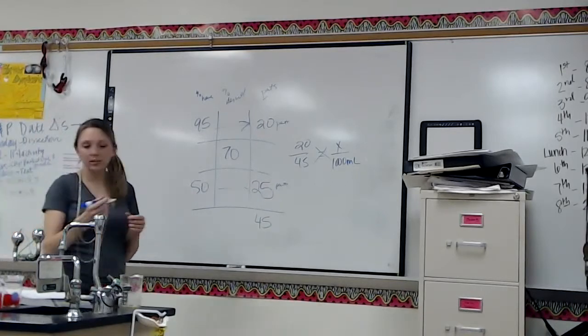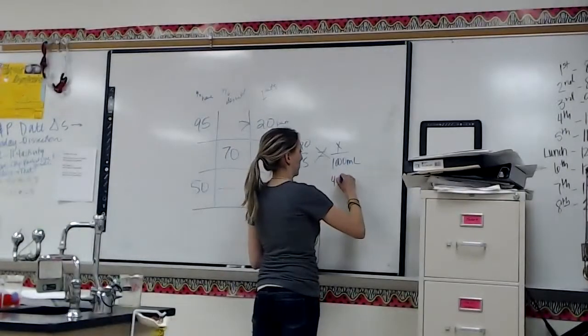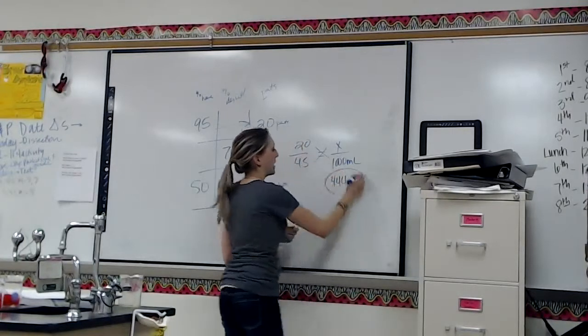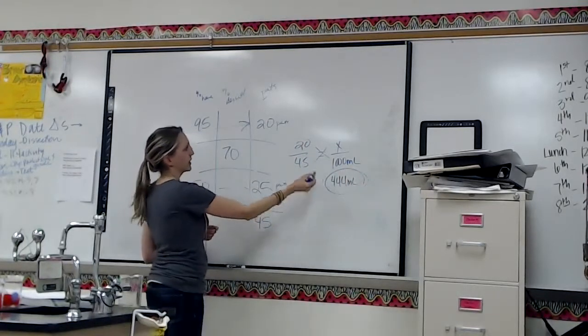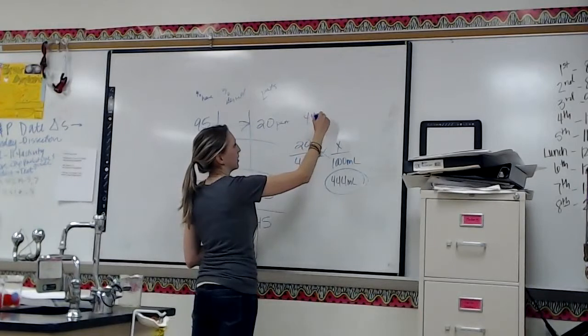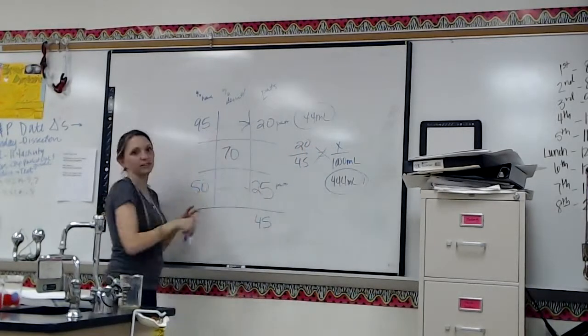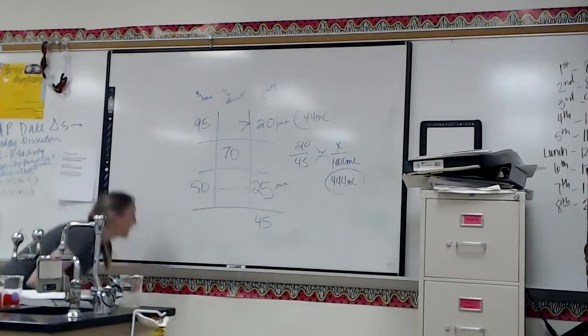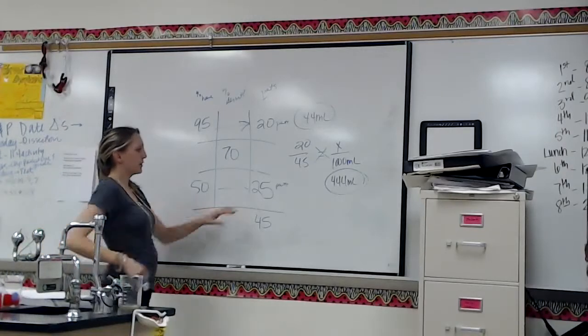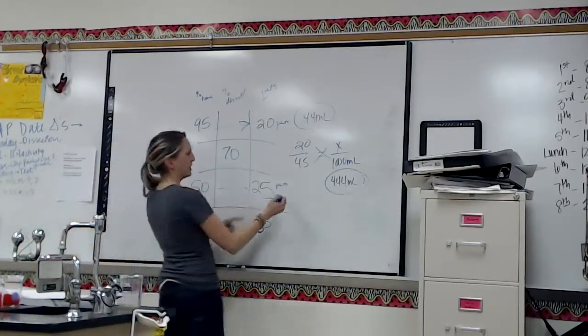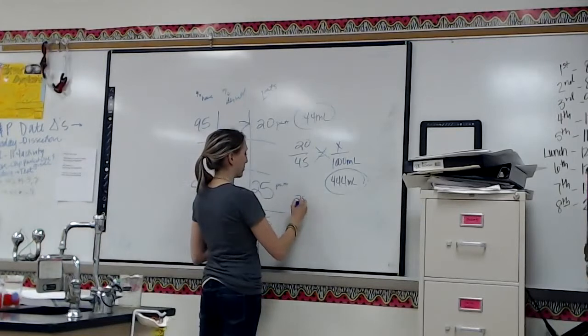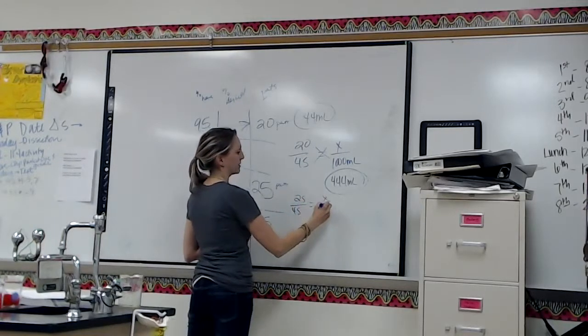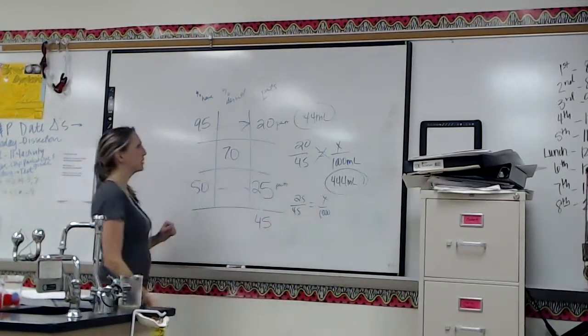So we get 444. That means we're going to need 444 milliliters of our 95% solution, and we're going to mix it with the rest of our solution. So down here I have 25 out of 45 equals X over 1,000.